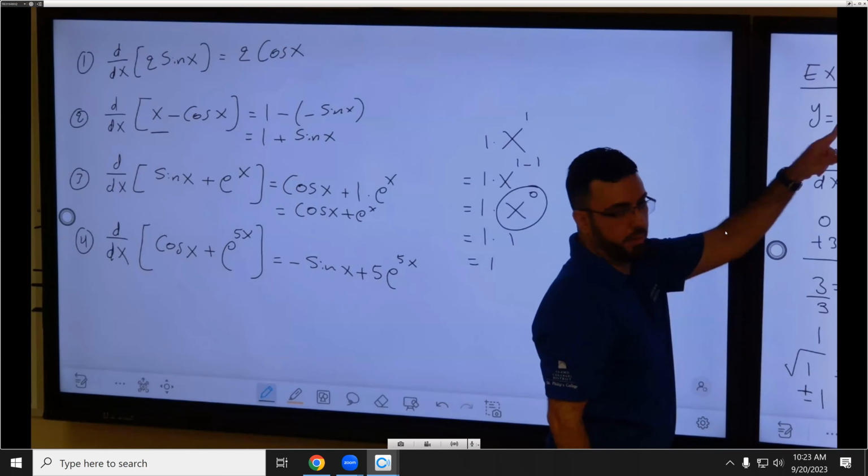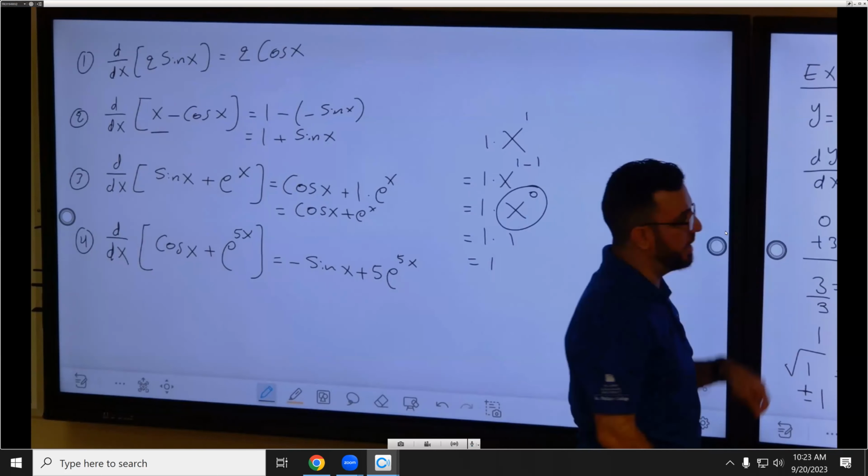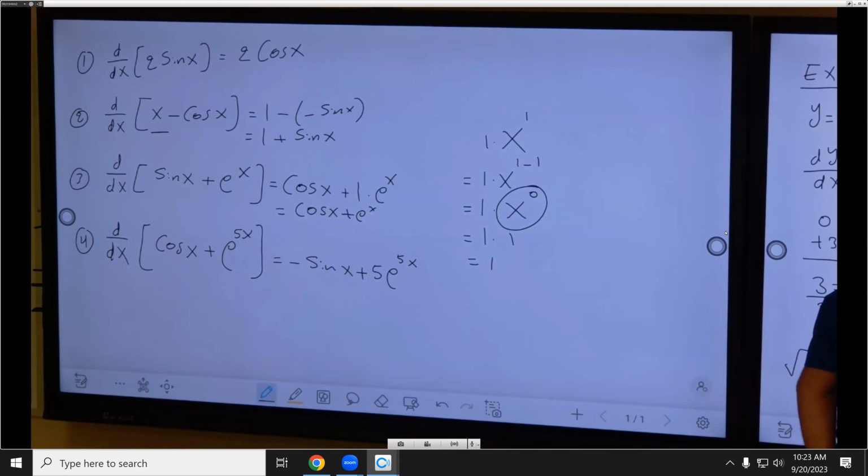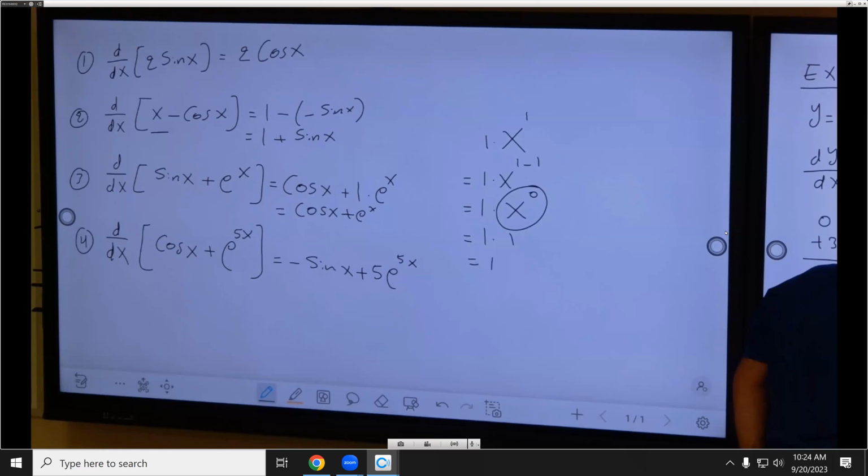Where, here or here? On the first one. That means y is going to be equal to 1 cubed minus 3 times 1 plus 4. 1 cubed is 1, minus 3. 1 minus 3 is negative 2, plus 4 is 2. That means (1, 2). This is the first point.